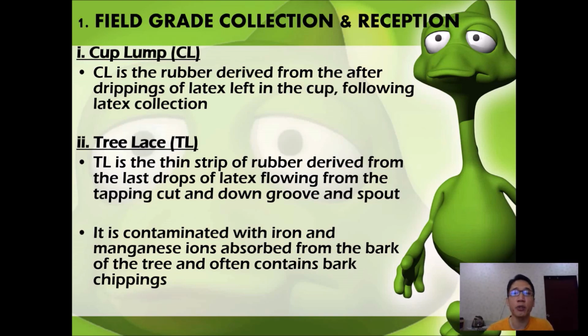It is usually thin strips of dry auto-coagulated rubber. Tree lace is contaminated with iron and manganese absorbed from the bark of the tree and often contains bark chippings. Usually you try as much as possible to remove the bark chippings during the tapping process. However, sometimes there are leftover bark chippings that may contaminate your tree laces.